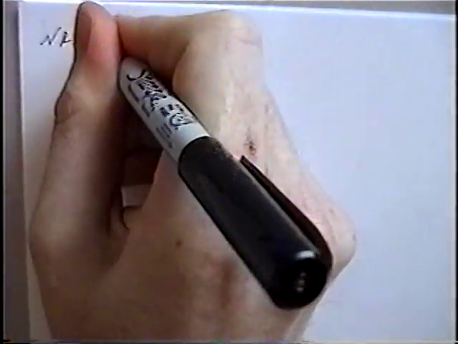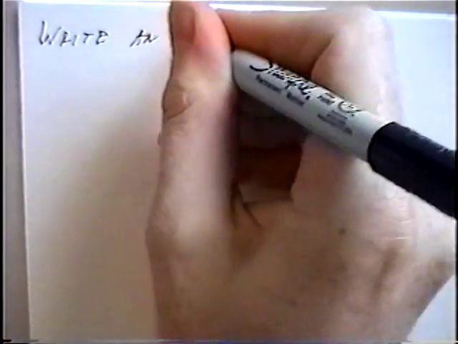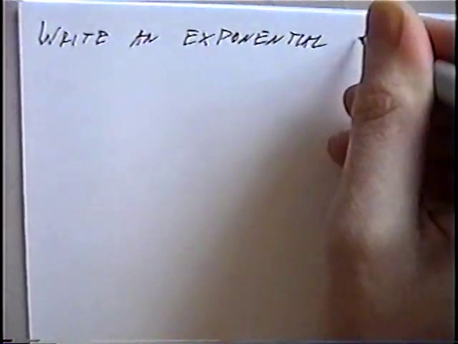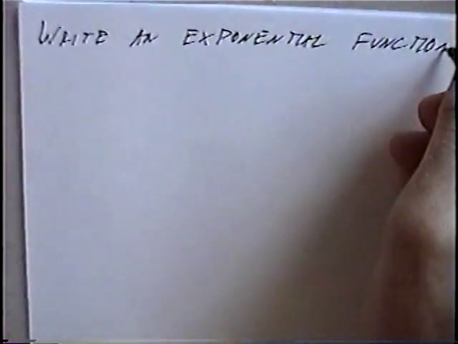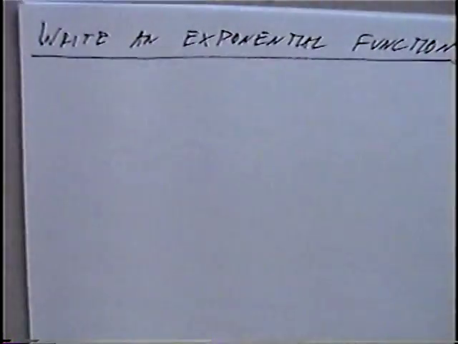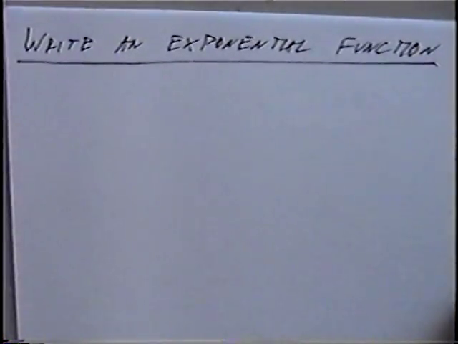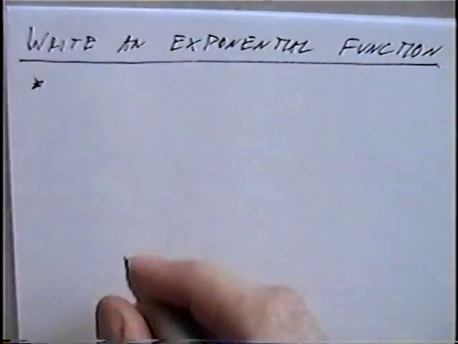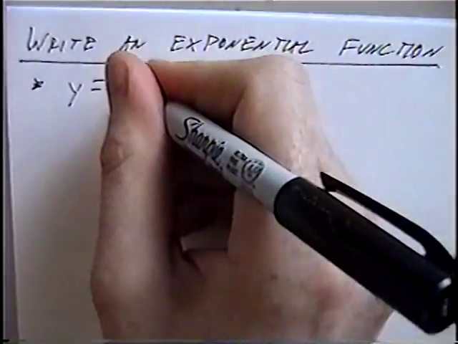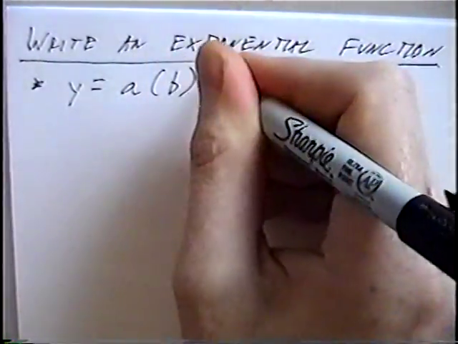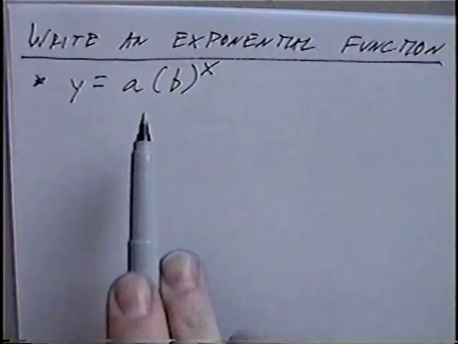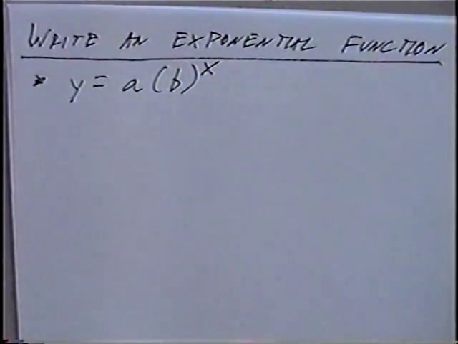The next section of notes is titled Writing an Exponential Function. In this section, we'll take 2 points and find the equation for the exponential function. The definition or equation we'll use for this section is y equals a parentheses b to the x power. All exponential functions are in this form where a and b can be any coefficients.